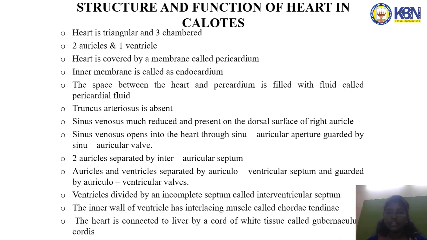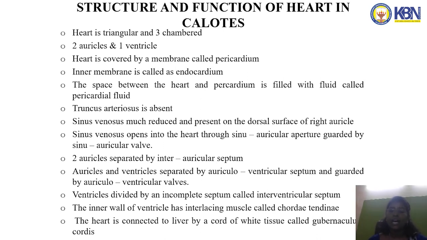Next, structure and function of the heart in Calotes. The heart is triangular and three-chambered. In the heart, we can observe two auricles and only one ventricle. The entire heart is covered by a membrane. The outer layer is called the pericardium and the inner layer is called the endocardium.